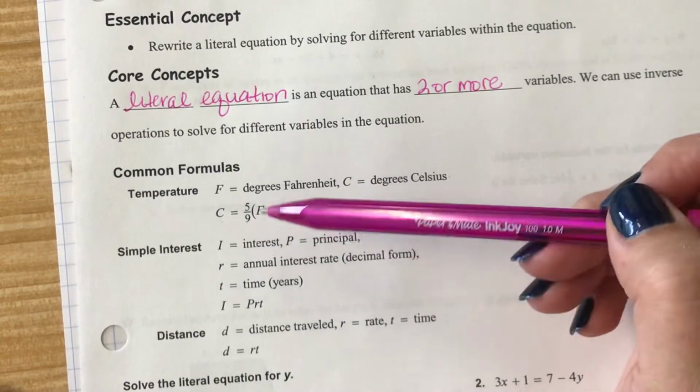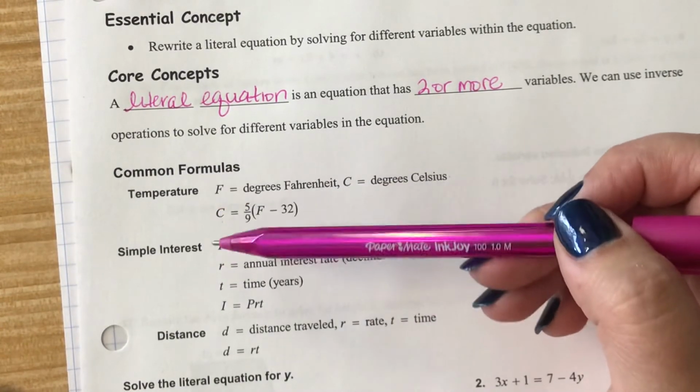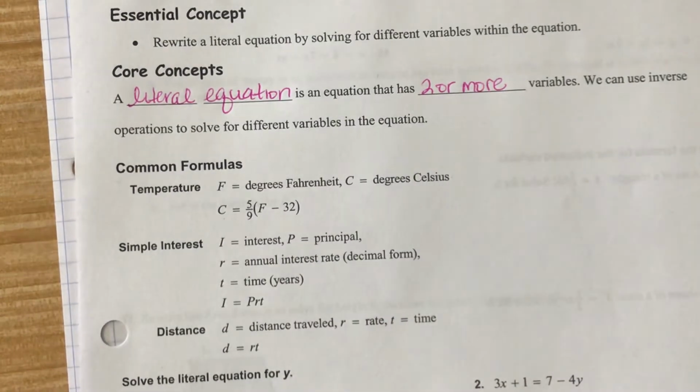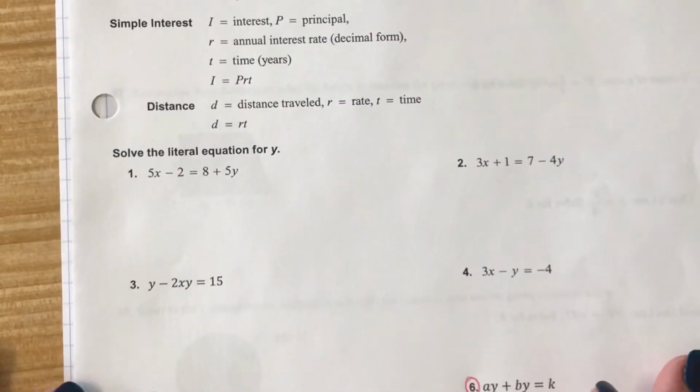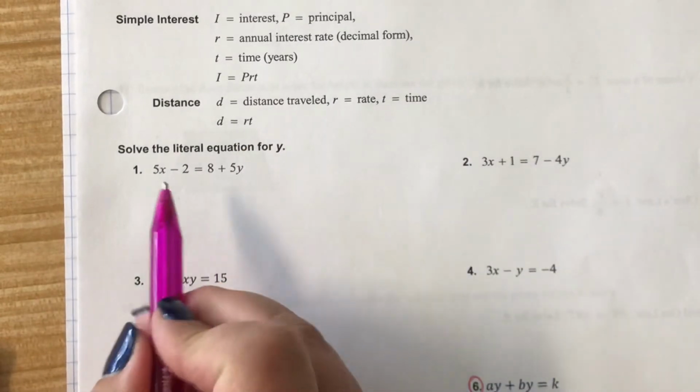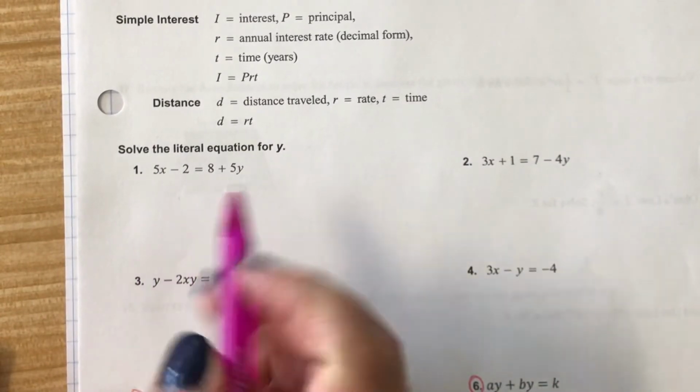You're just reorganizing and moving things, but you're not actually solving all the way, okay? So let me show you what I mean by that. Let's take a look at number 1, okay? On number 1, first let's be really careful, especially now that we have multiple variables. Be really careful that you understand which one it is that you're trying to get alone, right?